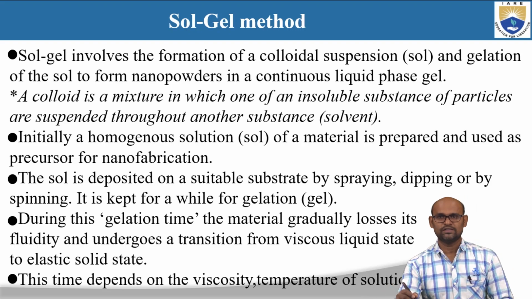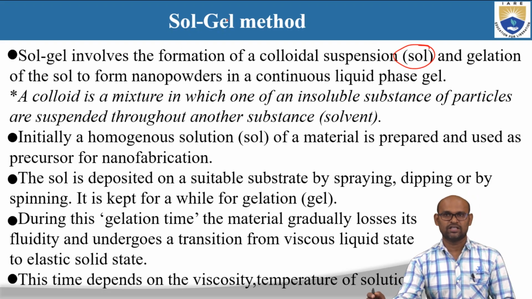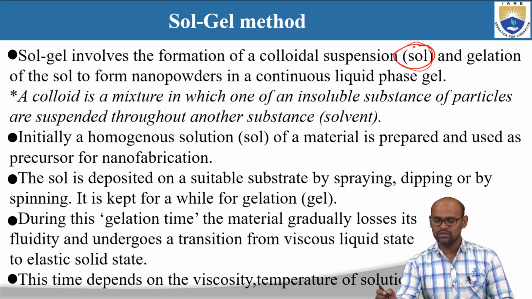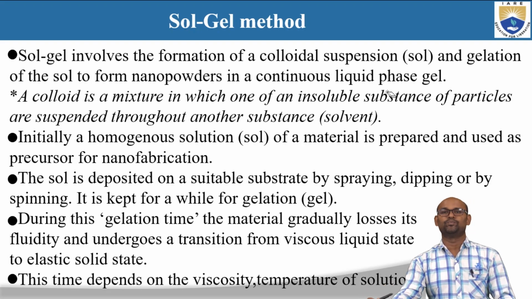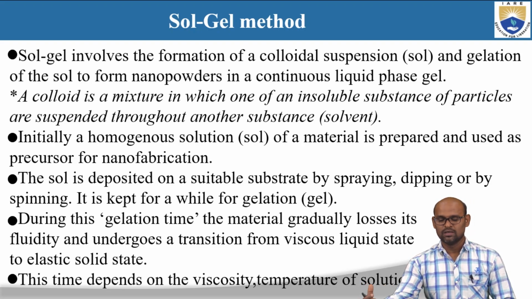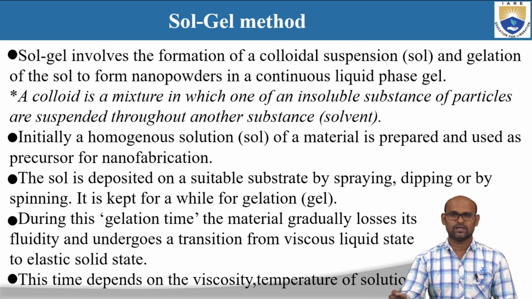So in the sol gel method, first we prepare a solution, and we wait for some time so that the solution gelates. That means the solution forms polymer networks to make a gel, and from this gel we get different nanoparticles by supercritical drying and drying. So what is a colloid? A colloid is a mixture in which particles of an insoluble substance are suspended throughout another substance.